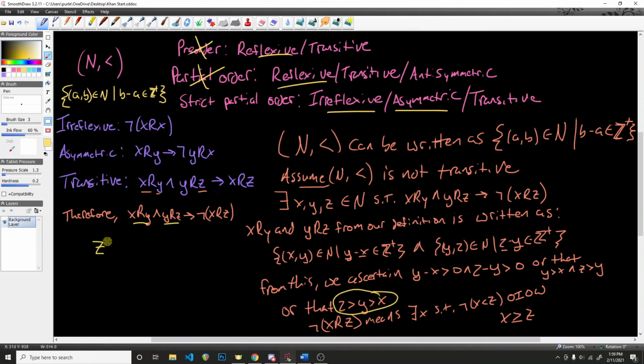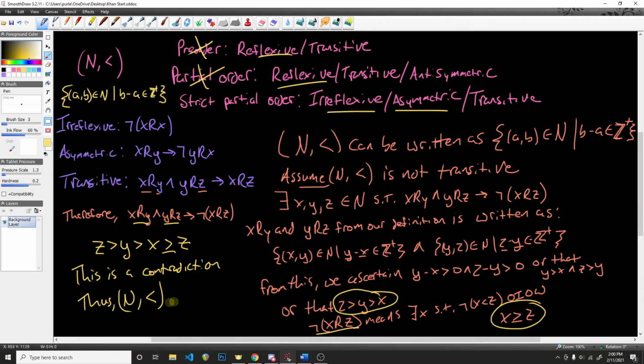Z is greater than y, which is greater than x. And not xRz means that x is greater than or equal to z. And this is a contradiction because we have that z is greater than all of these things, but here we have that x is greater than z. So this does not make sense. This is a contradiction. Thus, R is transitive.